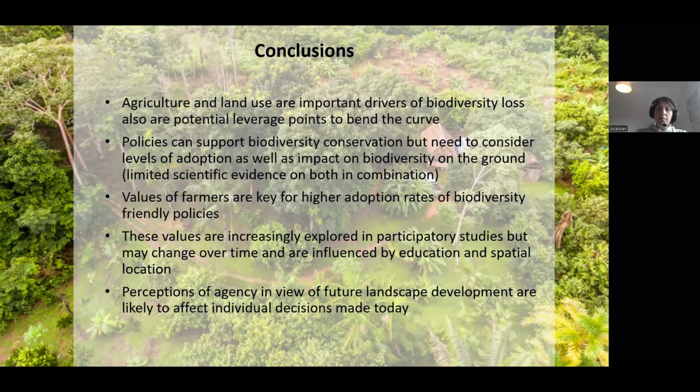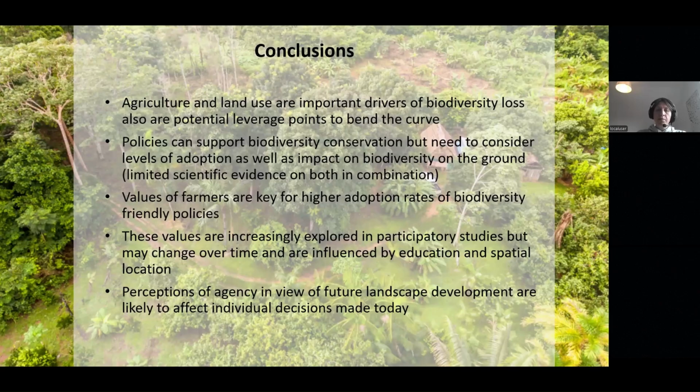The values that farmers have internalized, what their role in society is, and what they value for the future seem to be key for higher adoption rates of biodiversity-friendly policies and measures. These values are increasingly explored in many different studies, like the studies that I have presented here. But we also need to acknowledge that these values are changing over time, and that they are influenced by education and spatial location. So we can also say that we may want to invest in those values and in how they can change over time.